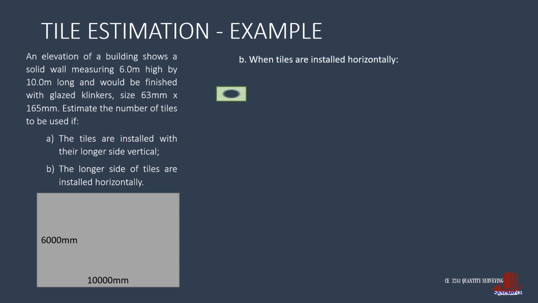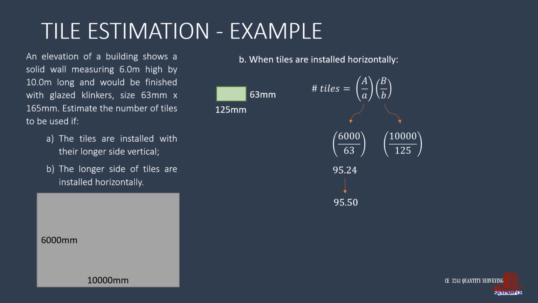Let's compare the last estimation with this case where the longer side of the tile is laid horizontally. The equation for estimation is capital A over small a times capital B over small b. The first quantity has 6,000 mm upon the height of the tile, which is 63. This gives a quotient of 95.24, and through the conditions, the decimal will have to be rounded to 0.5. The second quantity has 10,000 mm divided by 125, giving 80. So including the wastage allowance of 3%, the number of tiles is computed as 1.03 times 95.5 times 80, giving the total number of tiles as 7,869.2, which is again rounded to 7,870 pieces.